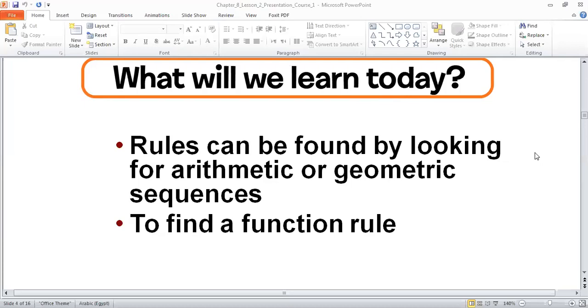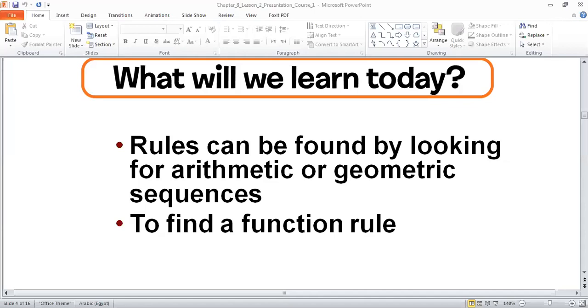Okay, read Khalid. Rules can be found by looking for arithmetic or geometric sequences to find the function rule. Okay, thank you, grade 6. Now we will go to the next slide.